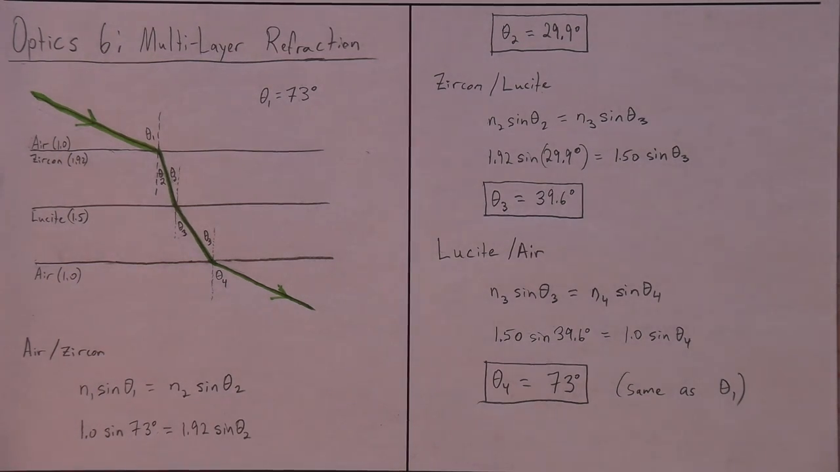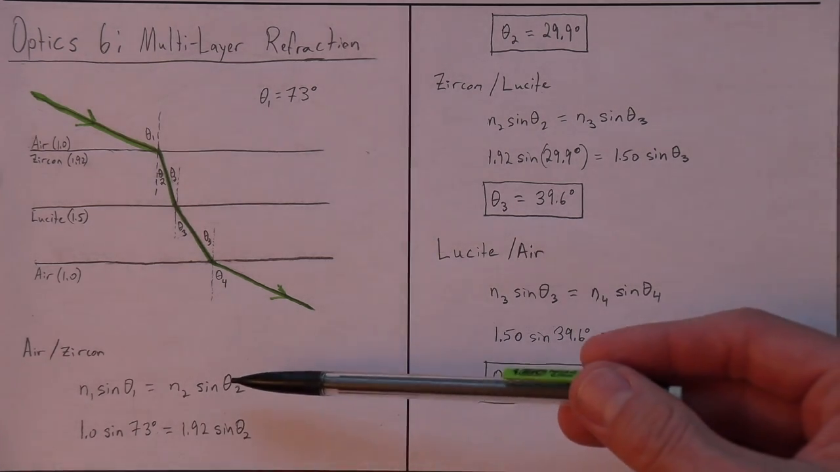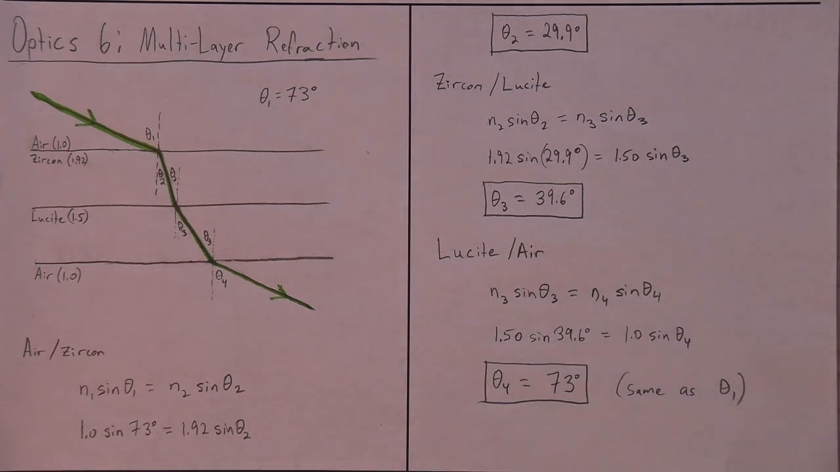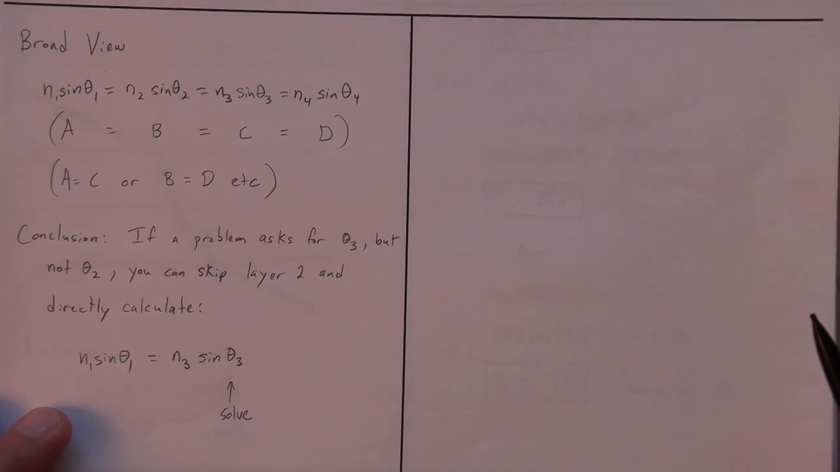So that's all the analysis is for multi-layer refraction. It just means you're going to be doing Snell's law at every single boundary and getting all the angles. Okay? So not too much more difficult than what you already know how to do. Last point I want to make though, broad view.